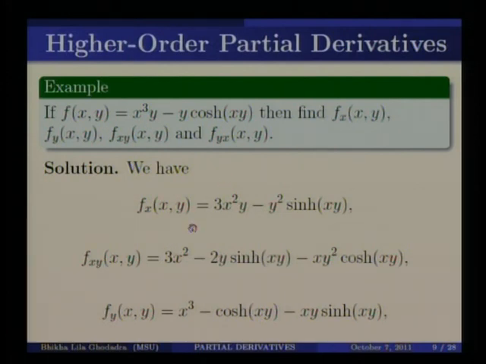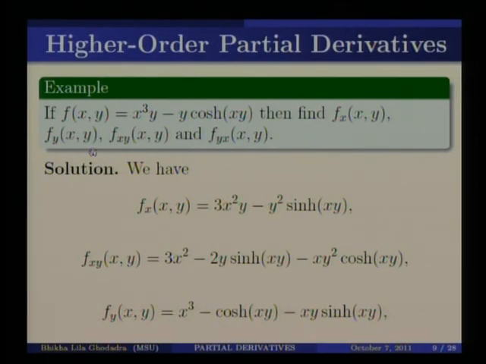Then we take the derivative of f with respect to y. In the given function itself, x cubed is constant, so its derivative with respect to y is x cubed, and x is fixed, so the derivative of y will be 1. So the first term becomes minus cos hyperbolic xy, and y we keep as it is, and the derivative of cos hyperbolic xy will be sin hyperbolic xy, times x because we are differentiating with respect to y.